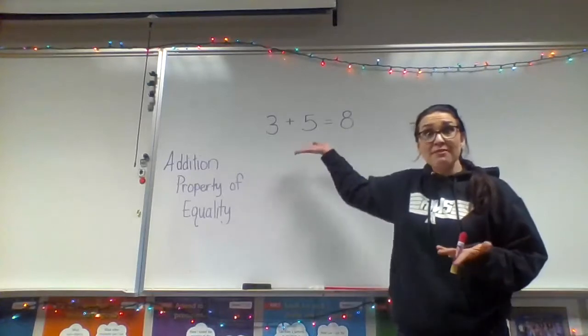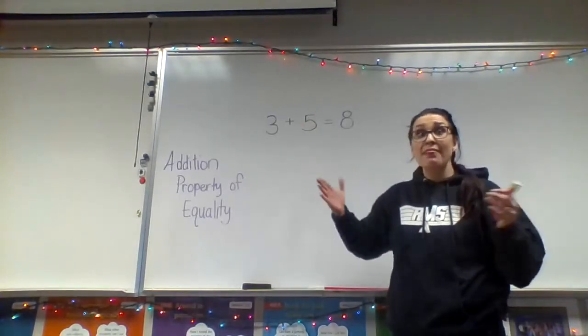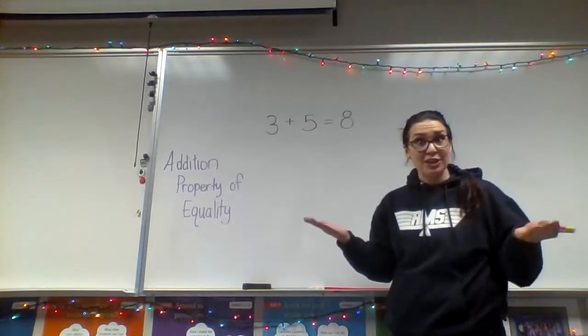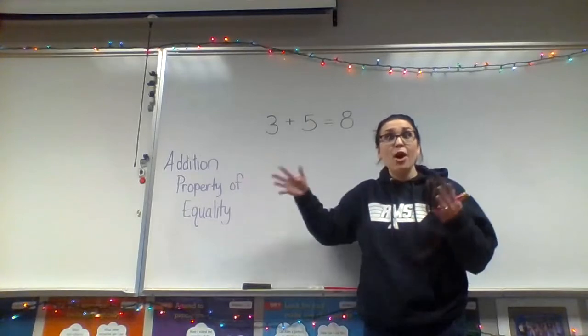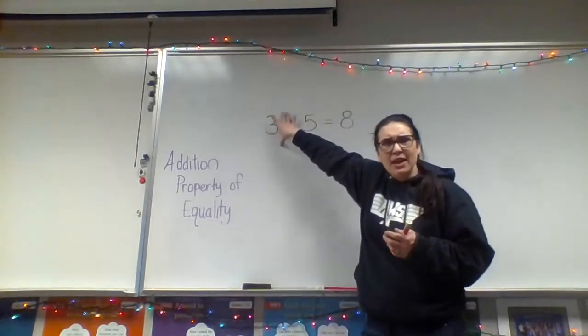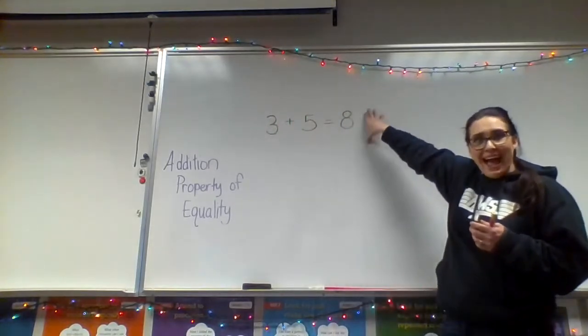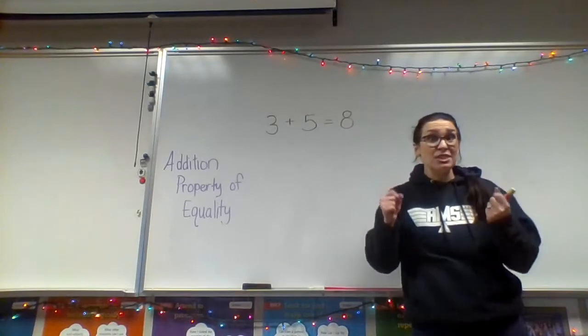All right, so we still have our same example, 3 + 5 = 8. We know that that's true. That is a balanced equation. But when we have the addition property of equality, what that means is whatever I add to this side of my equation, I also have to add to this side of my equation to, again, keep it balanced. This is what this looks like.